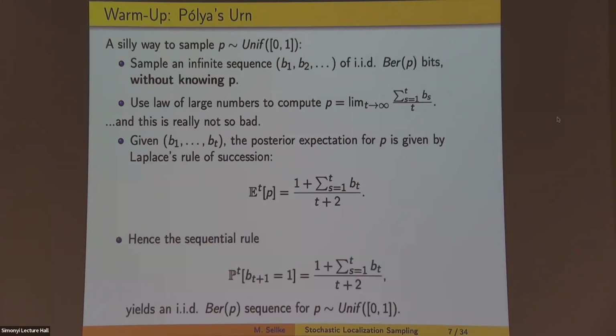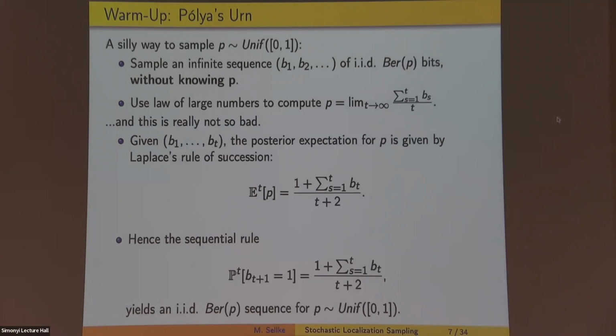And so you can sample a long sequence like this, and then you can use the law of large numbers, maybe cutting off at some finite point instead of going all the way to infinity. You can sample a uniform random variable this way. This is not a good way to sample a uniform random variable, but it's something you can do.